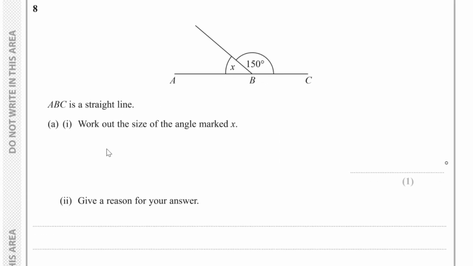Question number 8. ABC is a straight line, and for the first part we have to work out the size of the angle marked x. Well, angles on a straight line add up to 180, so we have x plus 150 equals 180, and if we subtract 150 from both sides, you'd find x is equal to 30. So x is equal to 30, and the reason for this is angles on a straight line add up to 180.